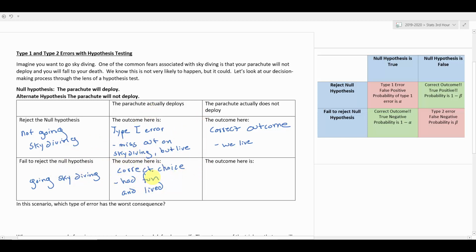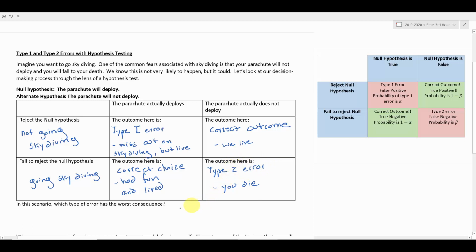So the last situation here is we decide to go skydiving, so we fail to reject the null hypothesis, and we decide to go skydiving, but the parachute does not deploy. This one is a type 2 error, and the outcome here is you die. That's not good. All right, so a type 2 error would be the one where you decide to go skydiving and the parachute doesn't work, right? So you decided that the parachute would work and it ended up not working. That is a type 2 error.